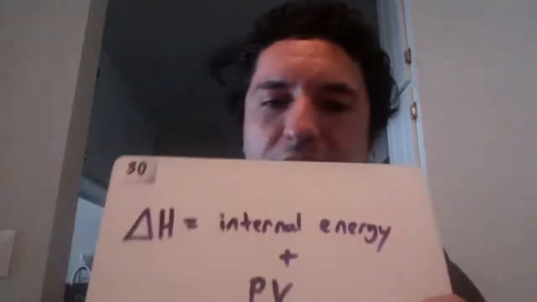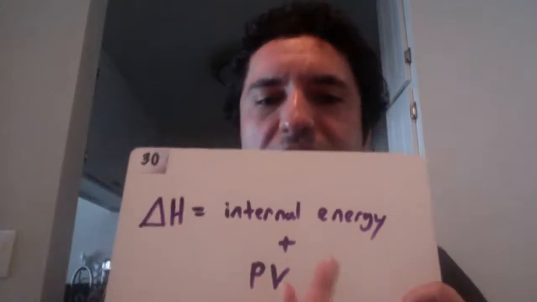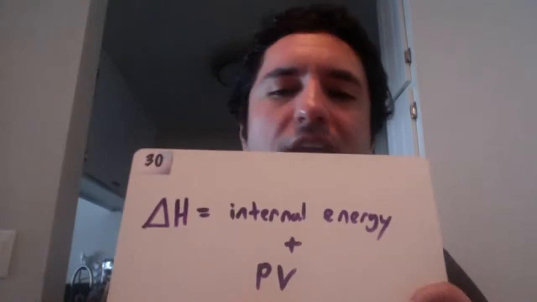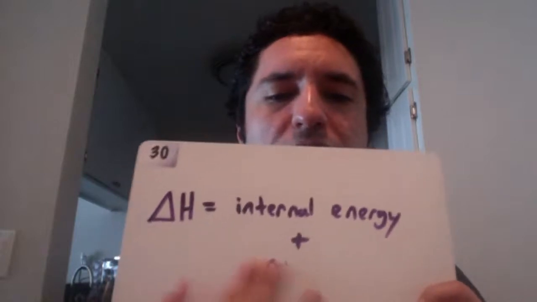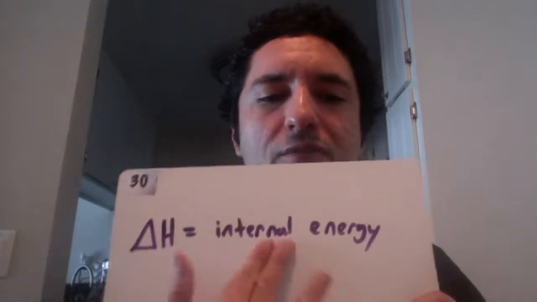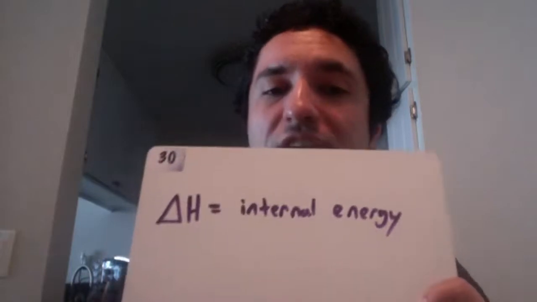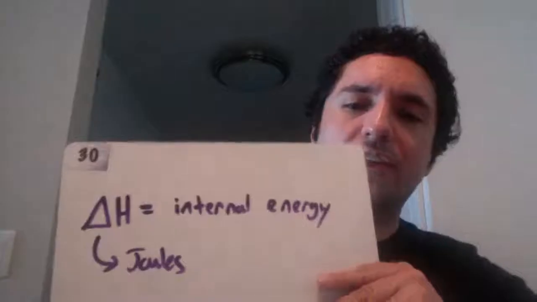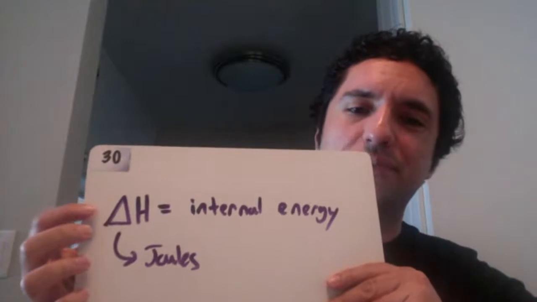But when it comes to a system, enthalpy is the internal energy of that system plus the product of the pressure and volume. Now, we're not really going to worry about the pressure and volume so much in this unit. So we're going to typically just think of them as constant. So you can think of enthalpy as just the internal energy of the system. So it has units joules, just like energy. Right? So enthalpy is always given this delta symbol in front of it.